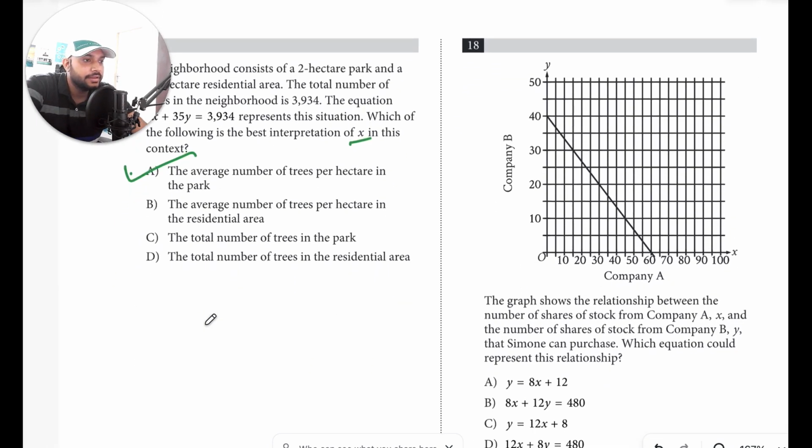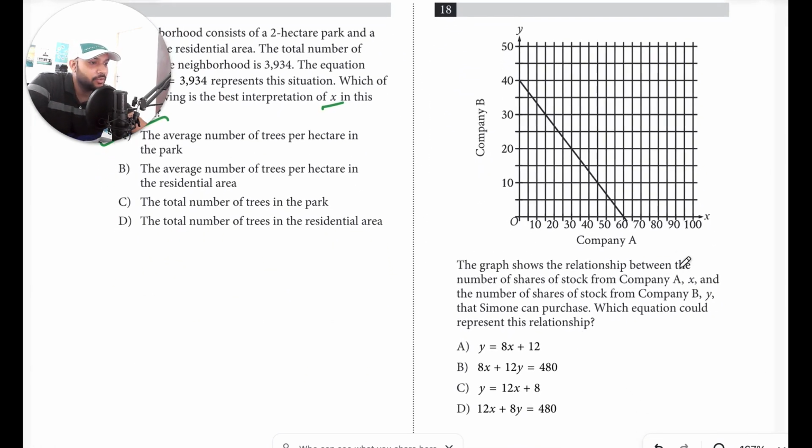Option E. Question 18. The graph shows the relationship between the number of shares of stock from company A, which is x, and the number of shares of stock from company B, which is y, that Simon can purchase. Which equation could represent this relationship? It's a decreasing function with a negative slope and positive y-intercept. Let's check which options have negative slope. B and D have negative slope. Let's write them in that form.